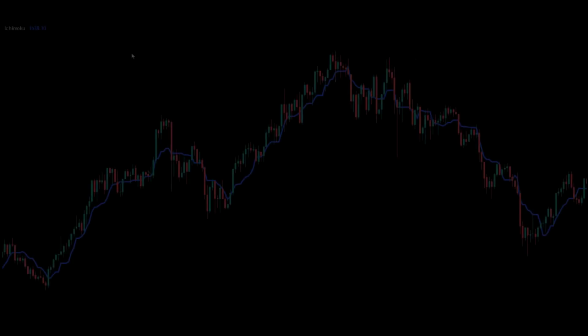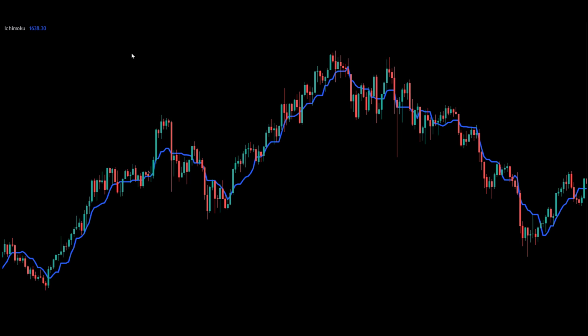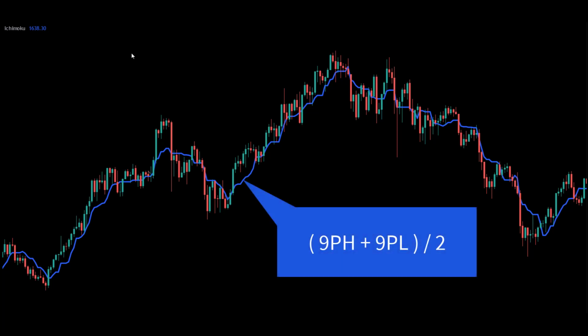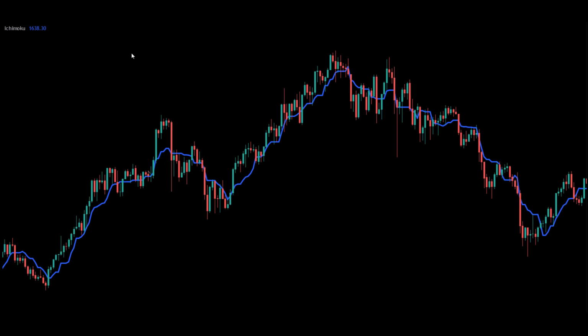The Tenkan-sen is also known as the conversion line. It is the shortest indicator, which means that this indicator moves closest to daily price action. By default, it is calculated by averaging the highest high and the lowest low of the previous 9 periods. You should not confuse this Tenkan-sen with the 9-day exponential moving average or the 9-day simple moving average.